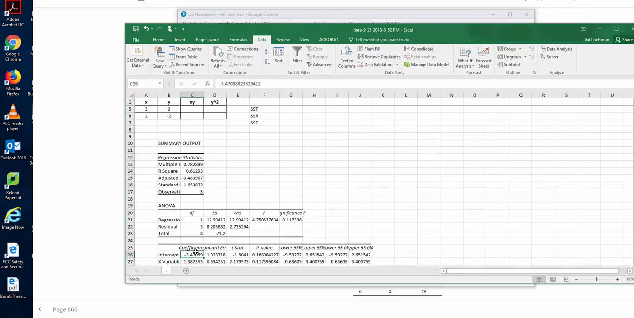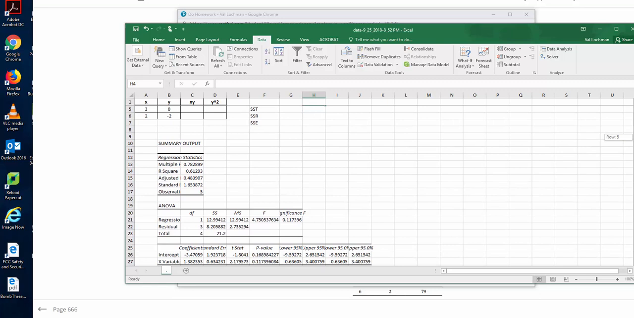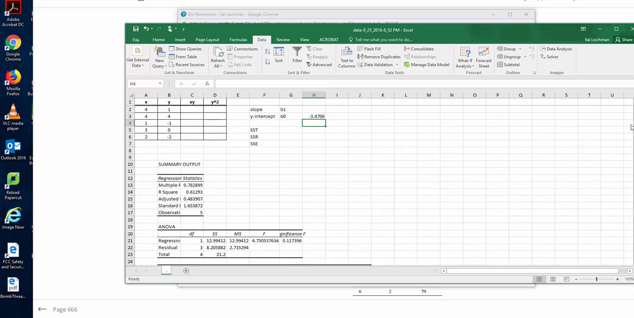4 decimal places. So my y-intercept is negative 3.4706. All right, I'm going to store this number here, and the x variable coefficient is 1.3824, right? Okay, so I'm going to store these values here, and now let's go ahead and compute everything else.